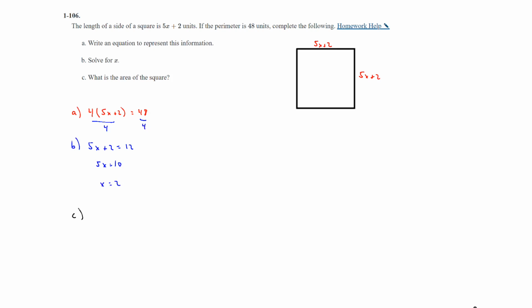And then on part C, it says, what is the area of the square? So now we know what x is. Then 5 times 2 plus 2 will give us the side length of 12. So now we know that each side length is 12 units. And so therefore the area is length times width. So 12 times 12, or 12 squared, which means we have an area of 144 square units, or units squared.